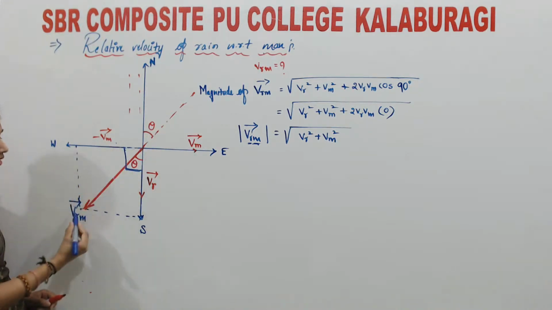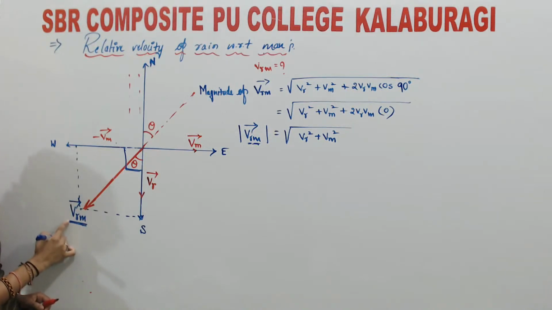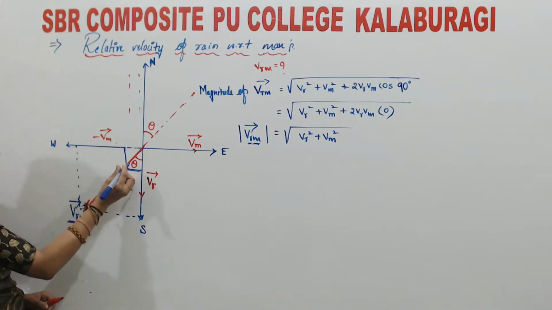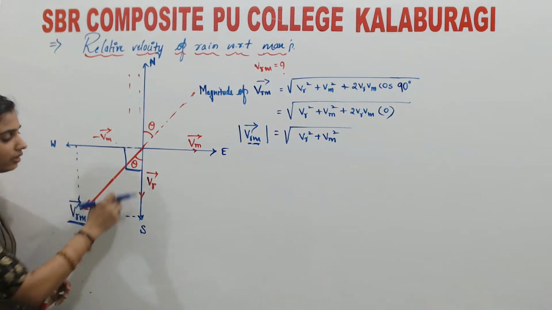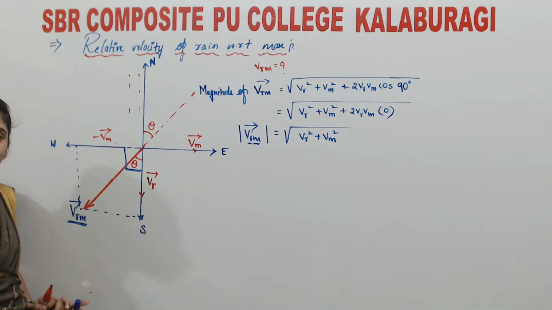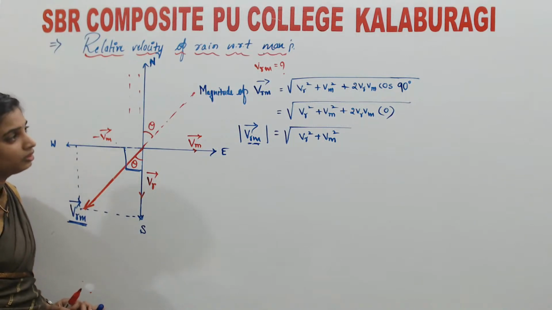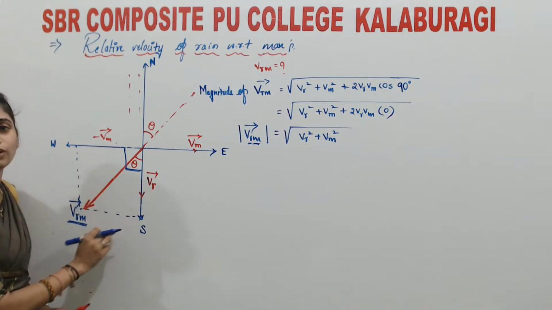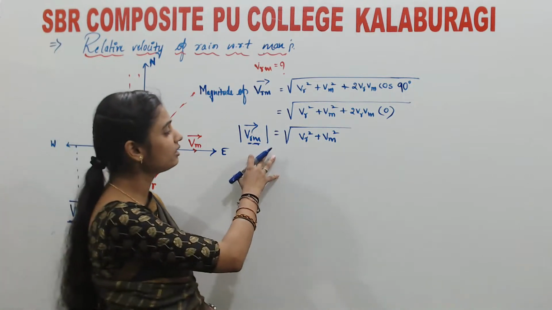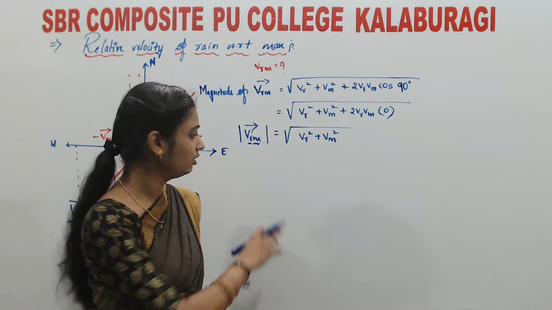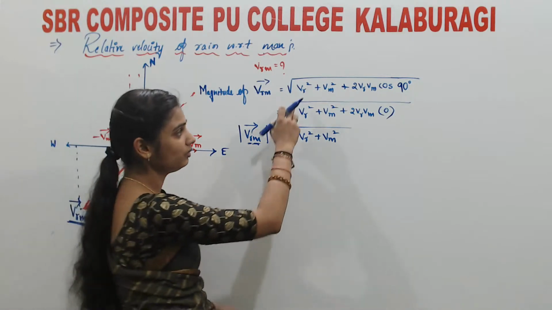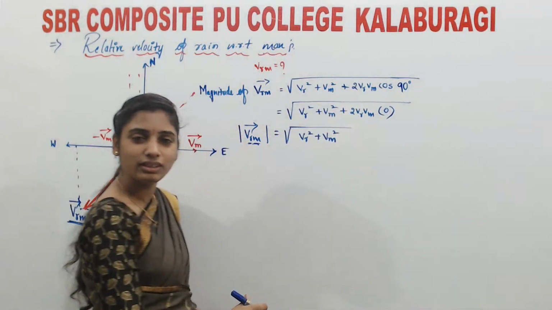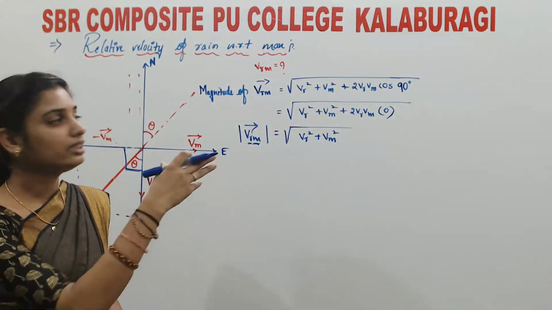So let me take this relative velocity of rain with respect to man, vector lying at an angle theta with the vertical. Okay, let theta be the angle with the vertical. Now we are using parallelogram law of vector addition to get the magnitude of that, that is magnitude of relative velocity of rain with respect to man. That is Vr square plus Vm square plus 2 Vr Vm cos 90 degree.